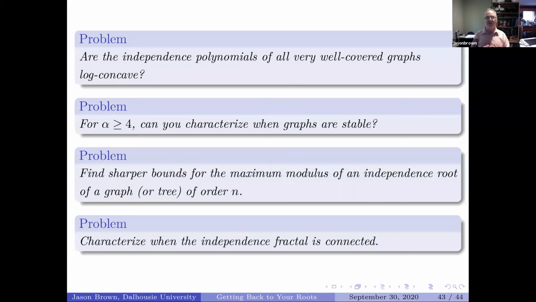Maybe there's a theory out there that talks about independence fractals and their connectedness in general. So I will end off on something else that's a very recent paper due to myself and my ex-student Ben Cameron, where we looked at the following question.